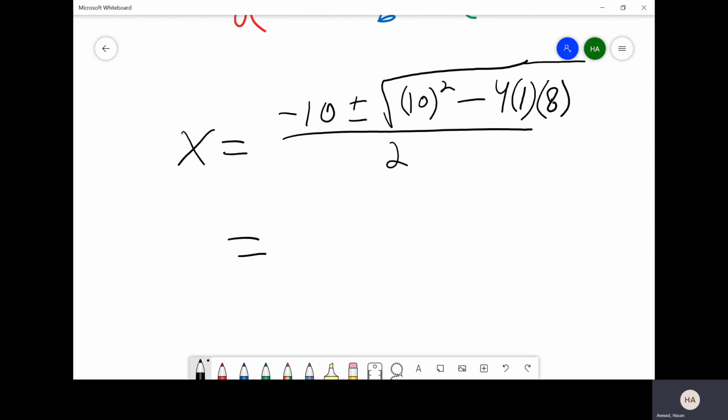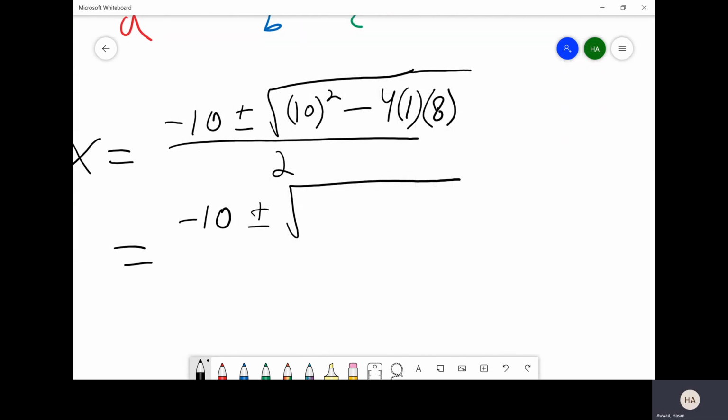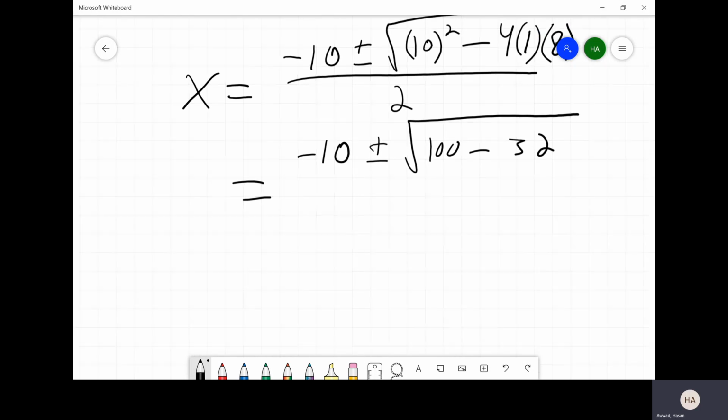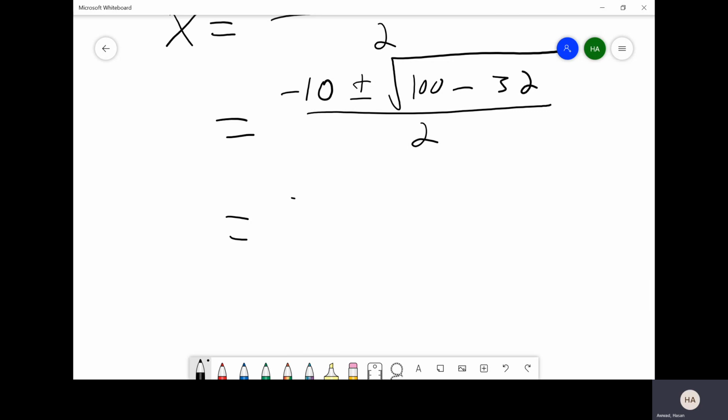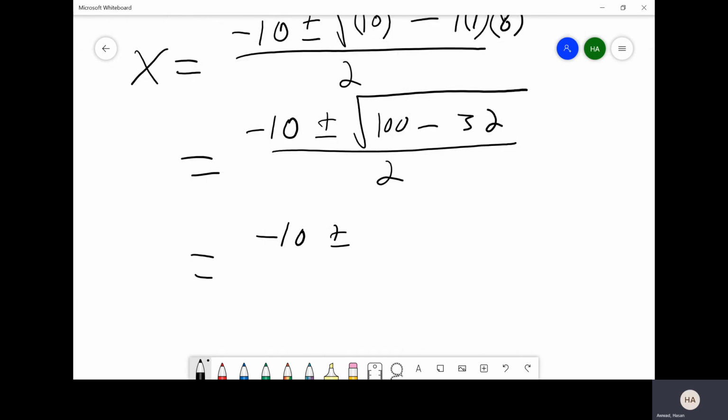So this is equal to, our negative 10 isn't changing, it still is just negative 10, plus or minus, okay. 10 squared, 10 times 10, this is 100, minus 4 times 1 is 4, 4 times 8 is 32. Okay, so we keep moving along, and this is all over 2. We get negative 10 plus or minus, what is 100 minus 32? 100 minus 32 is going to be 68.